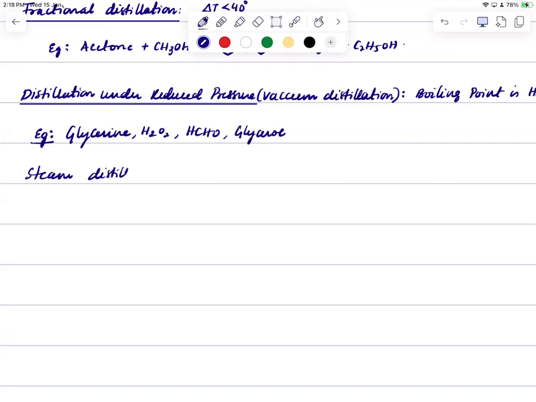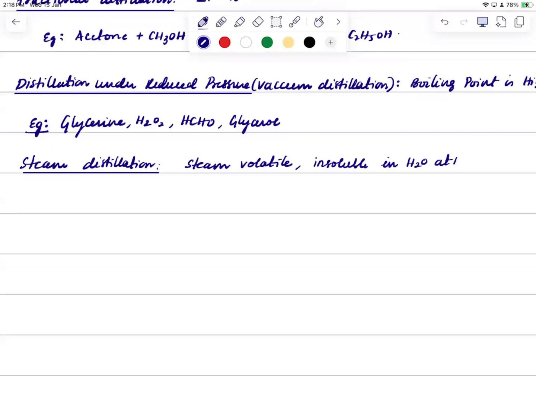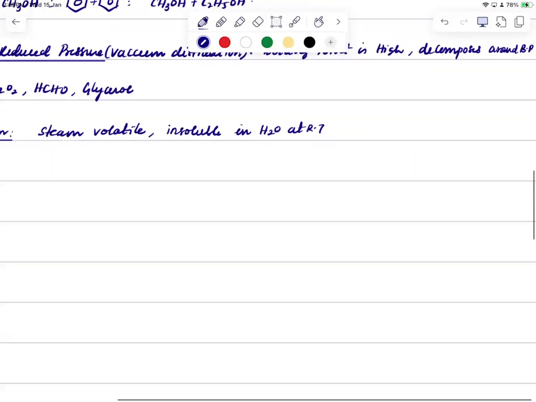Steam distillation. Steam distillation fundamentally requires that the compound being separated must be steam volatile. See these words in the options, okay? It should be steam volatile, correct? And it should be insoluble in water at normal temperatures. At room temperature, it should be insoluble. Clear?